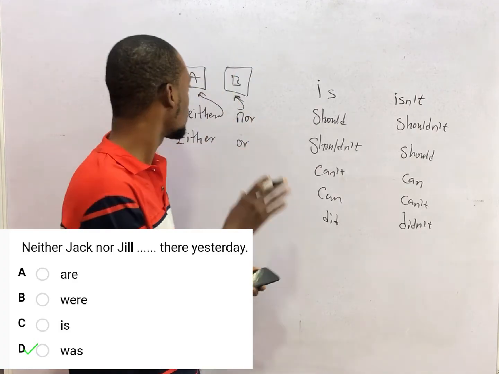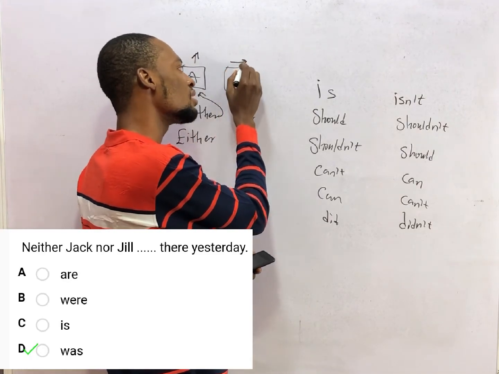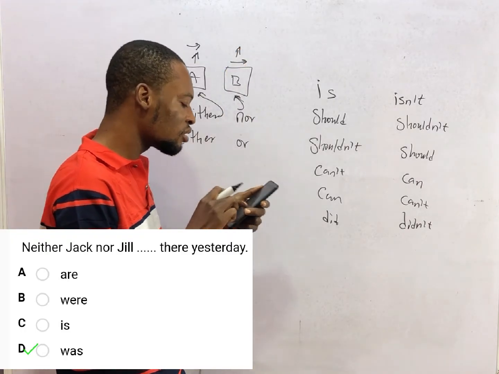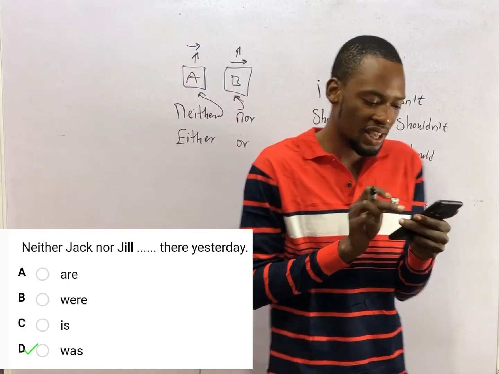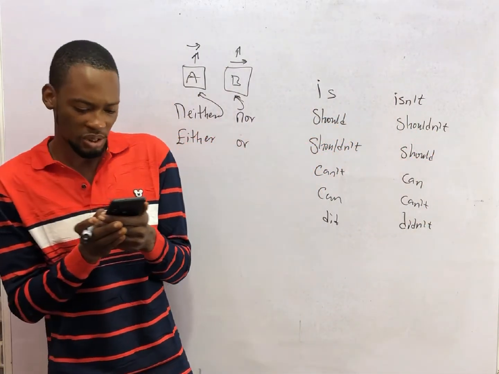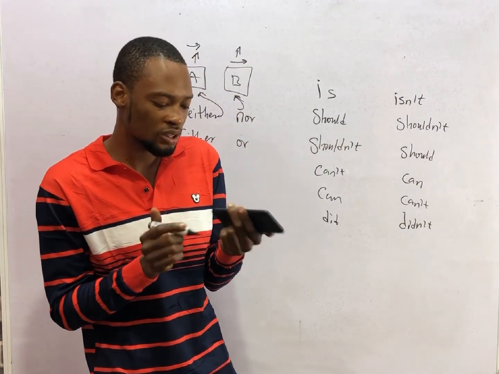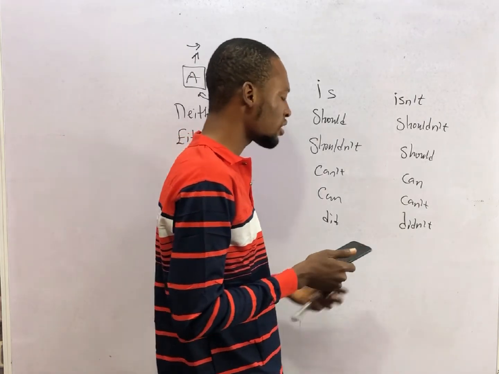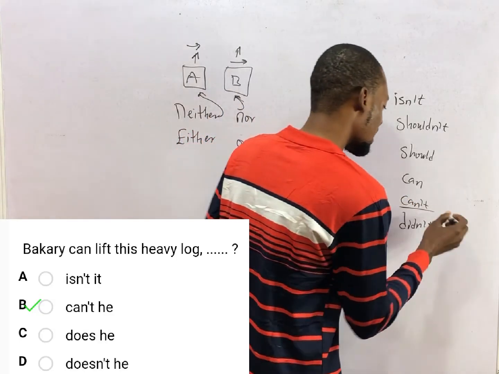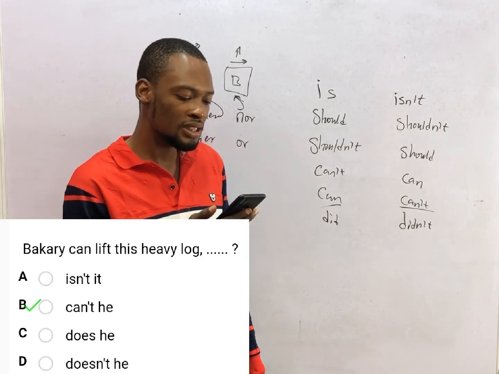But if I say either A or B, it simply means we can either take A and leave B, or leave A and take B. One of them is going to work. That is the difference between either and neither. And they are both used to talk about two things. Now, the next question says, Bakari can lift this heavy log. Can. This is under question tag. The statement has can, which means the question tag should be can't. Can, can't.